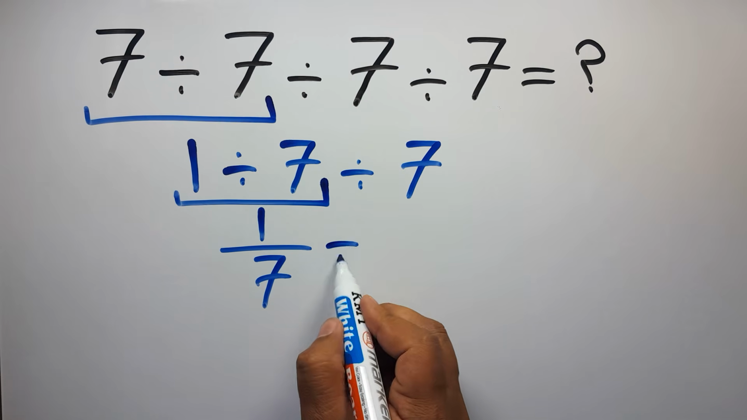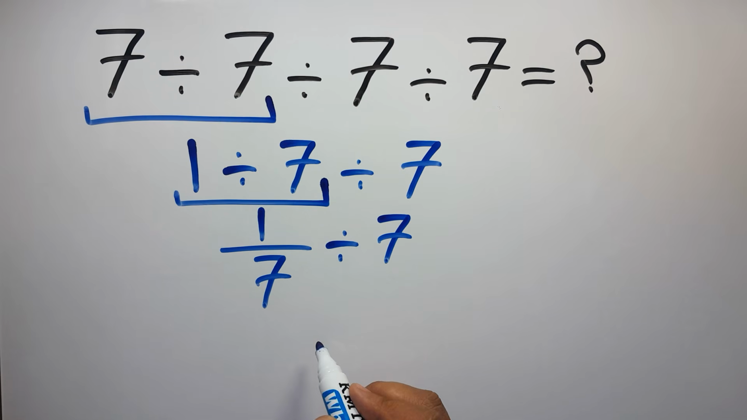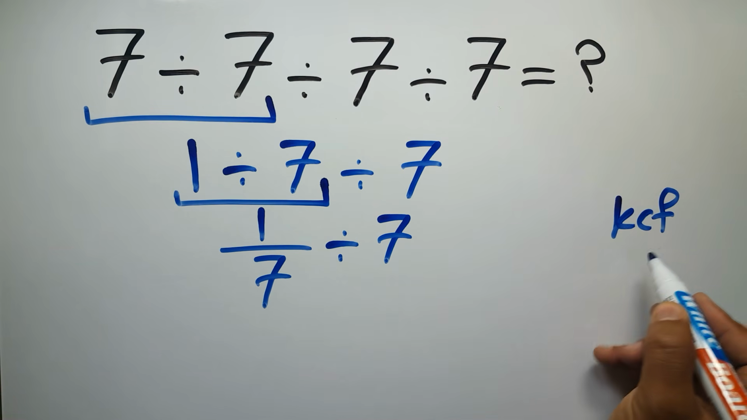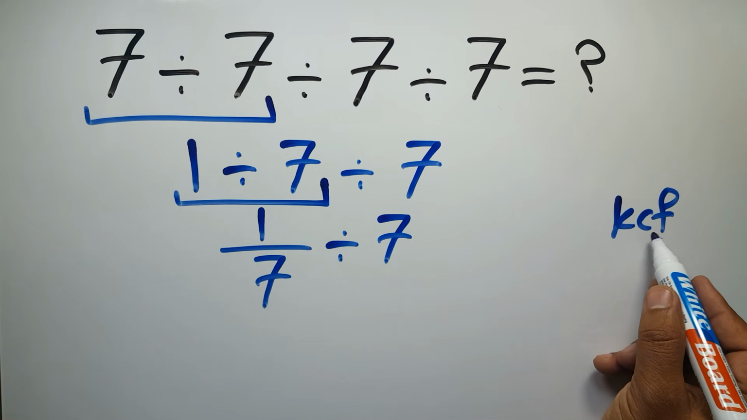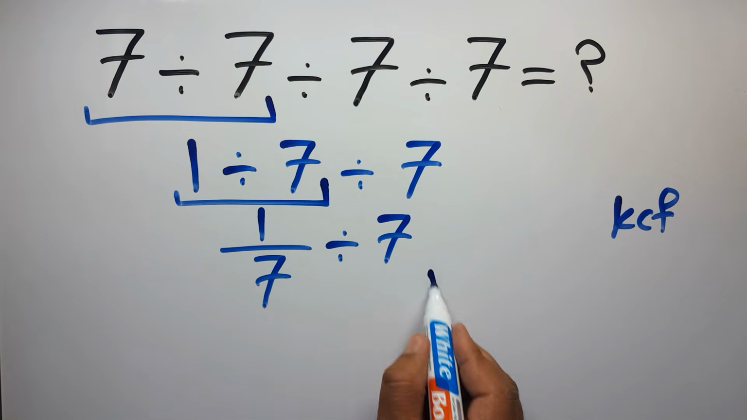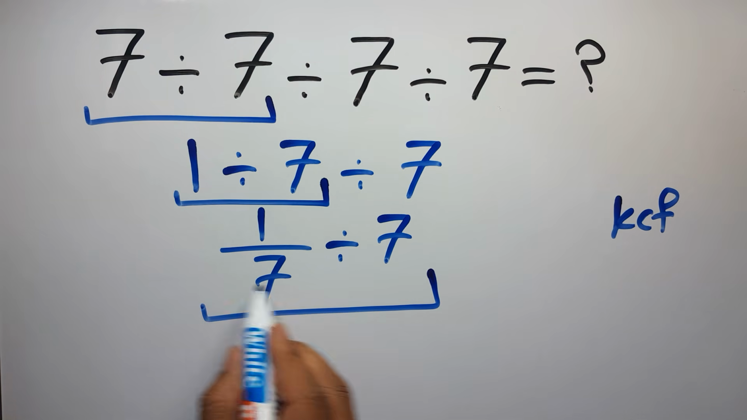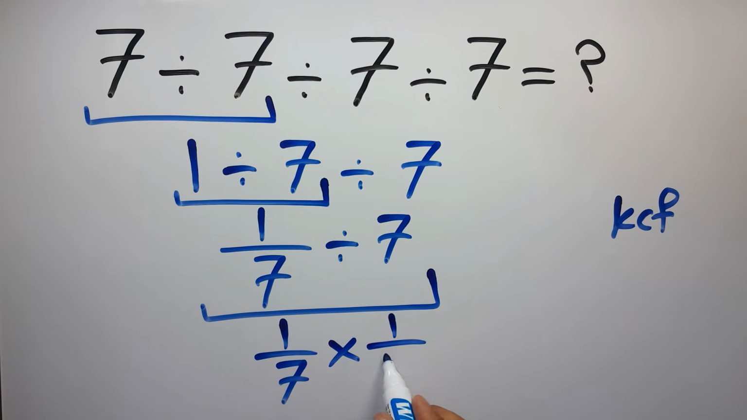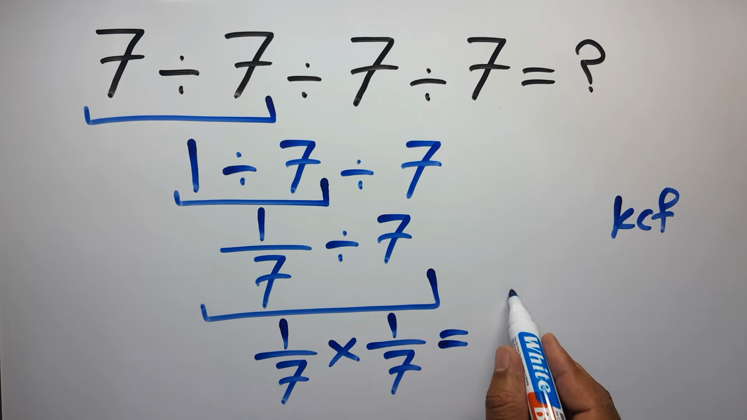Then divided by 7. Now, according to the KCF rule, K stands for keep, C stands for change, and F stands for flip. We can write: keep the first fraction, change division to multiplication, and flip the second fraction. So 1 over 7 times 1 over 7, which equals 1 times 1 gives us 1.